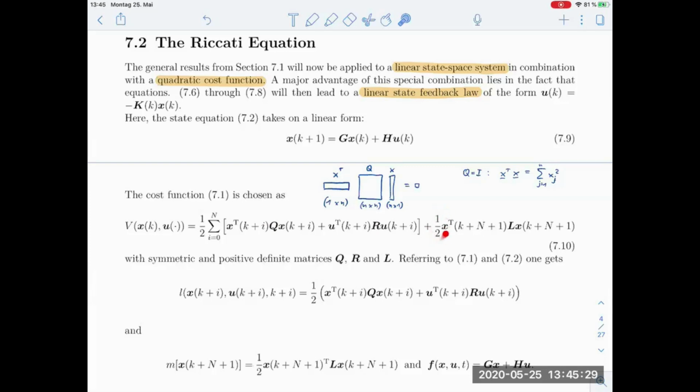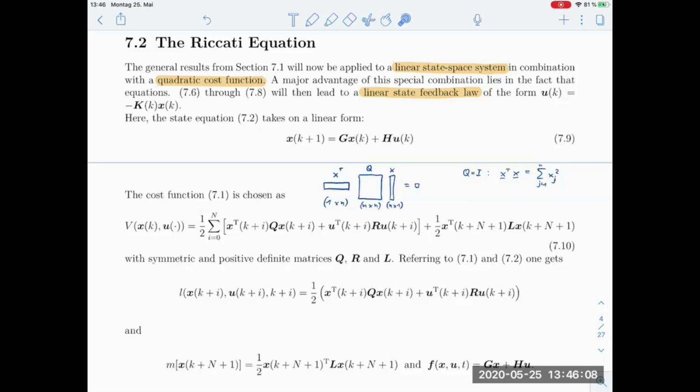Then, in the end, we will have the terminal cost, 1/2 times x transposed at the last time instant, times some matrix L, times the x vector at this last time instant. Also for the L matrix, basically the same applies as for the Q matrix: it is a square matrix, of course. And we will look at symmetric and positive definite matrices Q, R, and L of the respective sizes. Then we are in the same framework with a positive definite cost function as we've seen before.